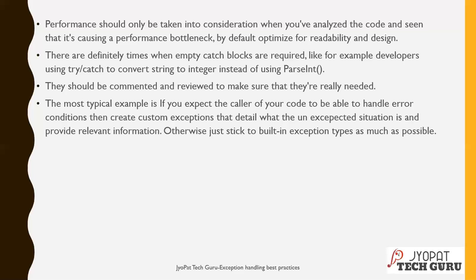So the most typical example is if you expect the caller of your code to be able to handle error conditions, then create custom exceptions that detail what the unexpected situation is and provide relevant information. Otherwise, just stick to built-in exception types as much as possible.